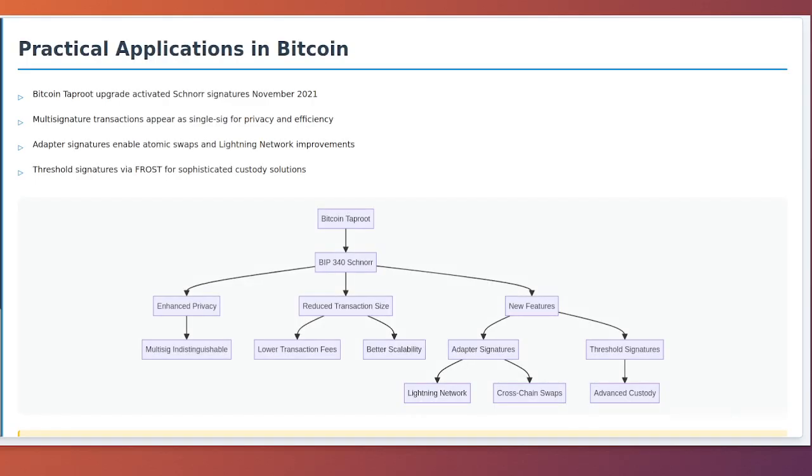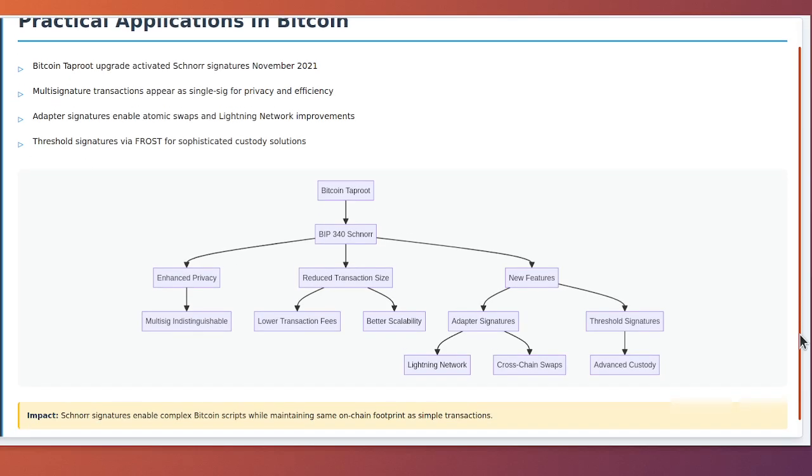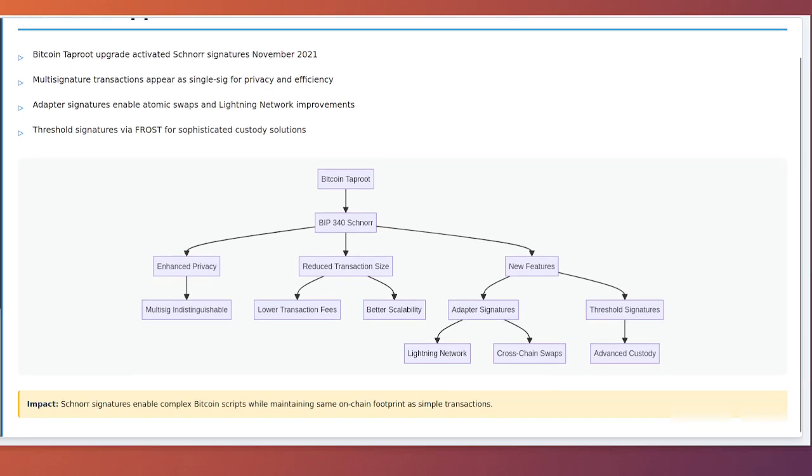Practical applications in Bitcoin. Schnorr signatures were officially activated in Bitcoin through the Taproot upgrade in November 2021, marking one of the most significant protocol improvements since SegWit. The adoption of Schnorr signatures in Bitcoin, specified in BIP 340, brings numerous benefits for privacy, efficiency, and functionality. Understanding how Schnorr signatures are used in Bitcoin provides insight into the practical impact of this cryptographic primitive in real-world systems handling billions of dollars in value.